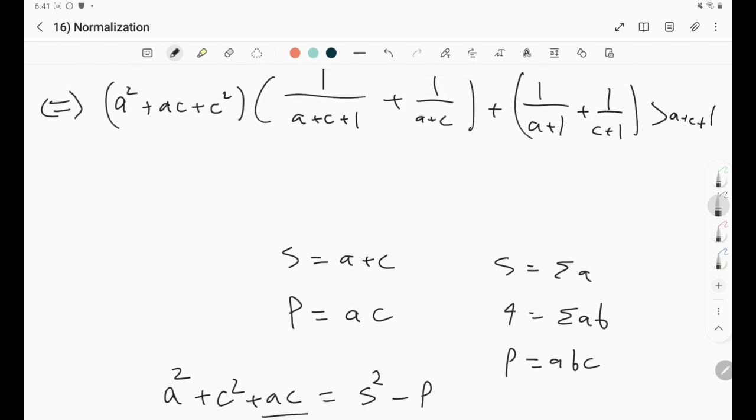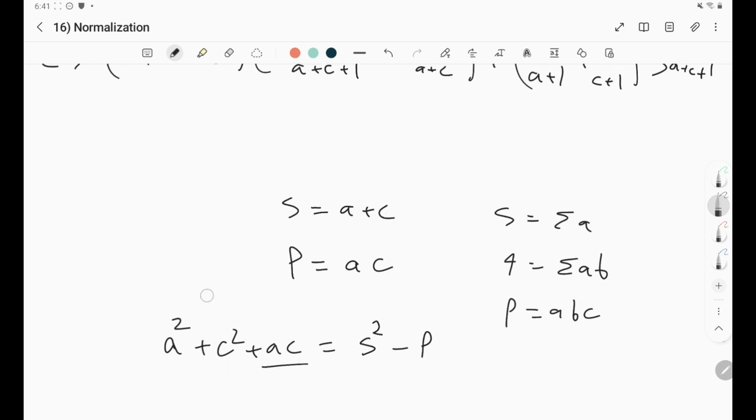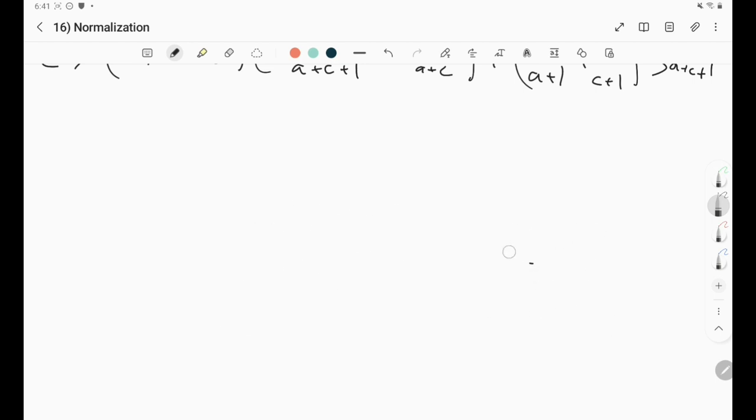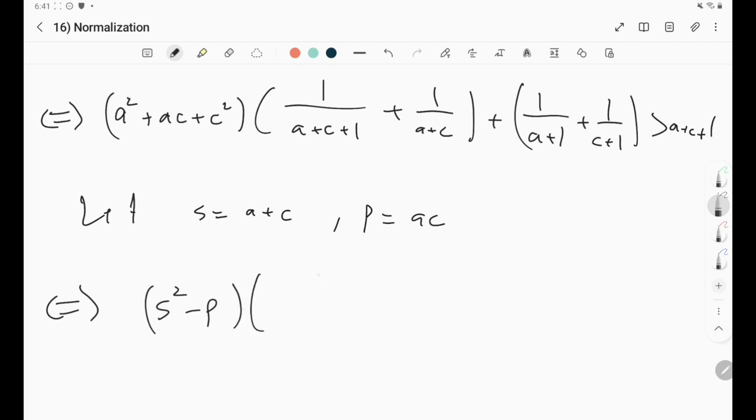That's helpful sometimes. Okay, so right now we'll be doing this because, as we said, nearly everything is kind of S. So let's just do that. Let me erase everything here and express everything using S and P. So let S be A plus C and P be AC. Now our inequality is, as we said, this thing here is just S squared minus P. This thing here is 1 over S plus 1 over S plus, okay, now this thing is totally symmetric, so we need to work with it.